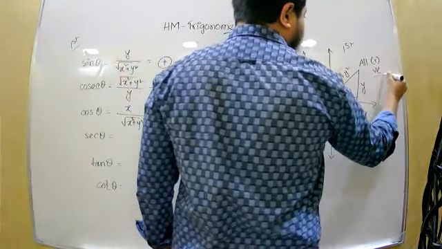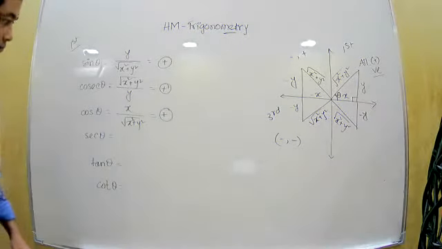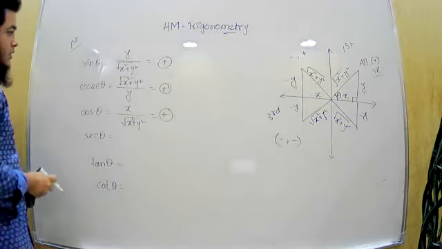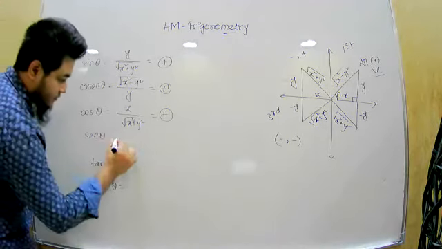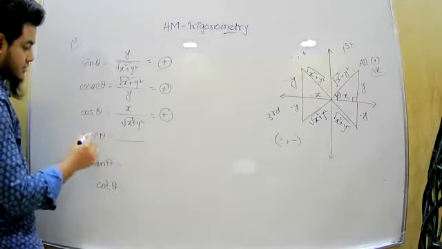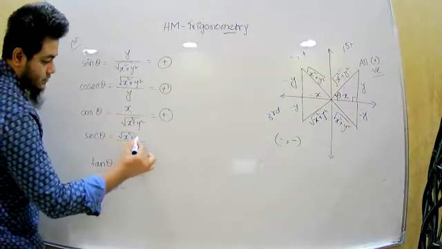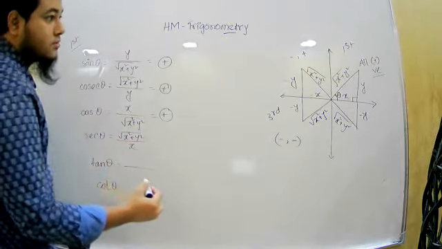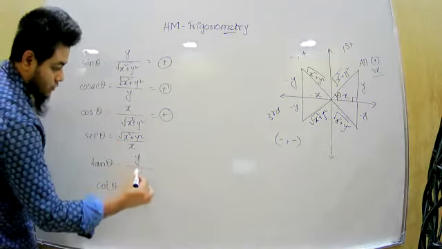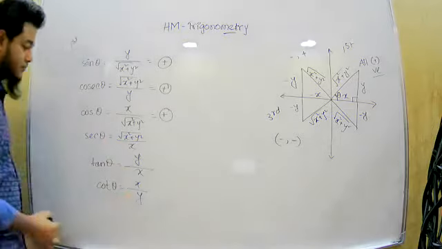All trigonometric ratios are positive here. Understood? Yes, sir. Okay, now we will see for, let me complete the others. Sec theta is opposite to cos theta, so x square plus y square divided by x. Tan theta is opposite by adjacent, so y by x, and cot theta will be x by y opposite.